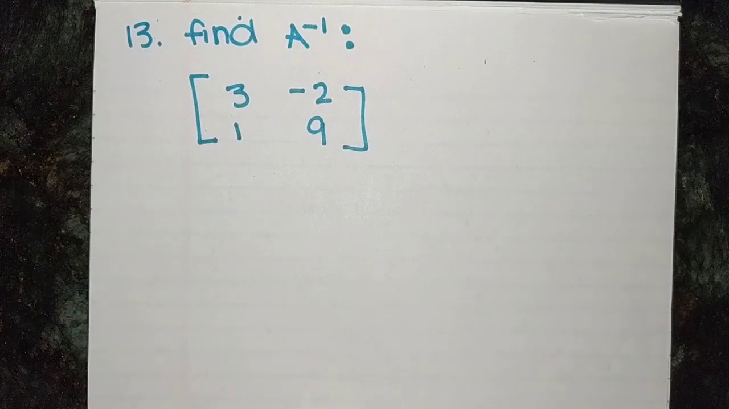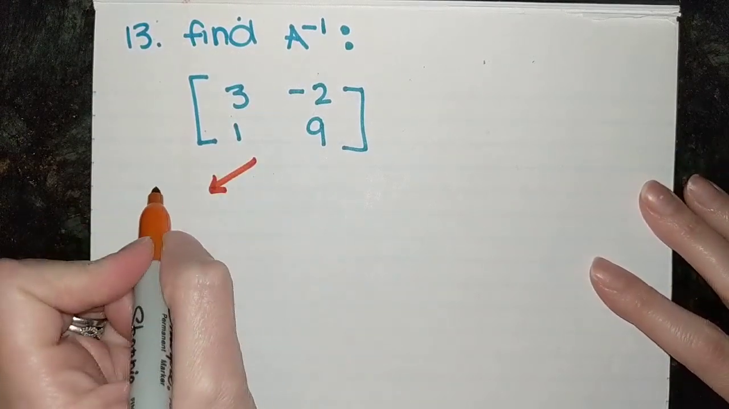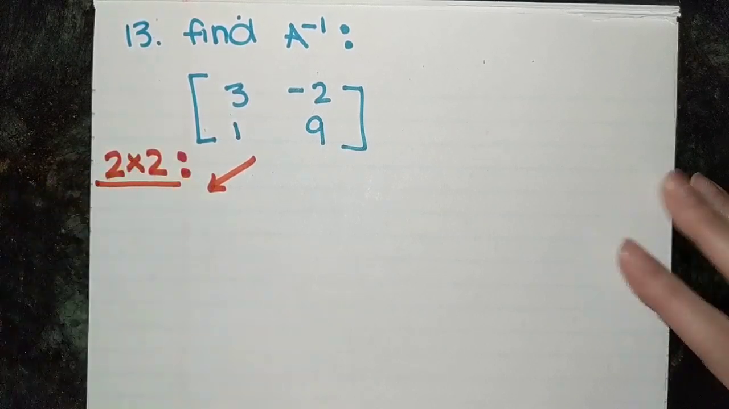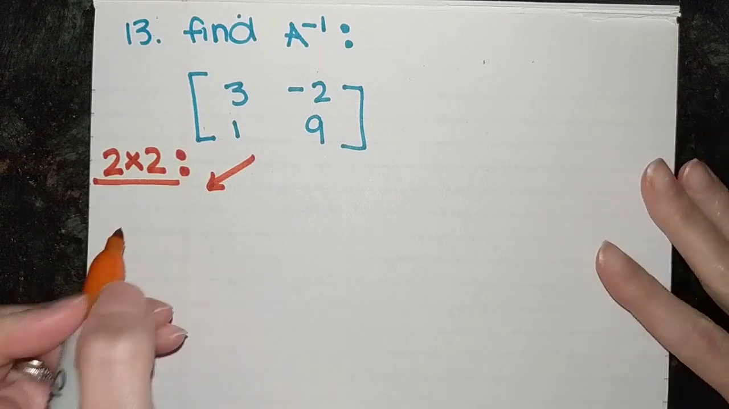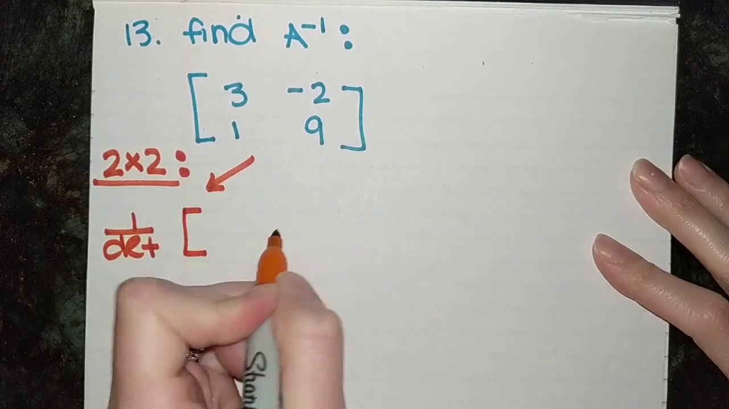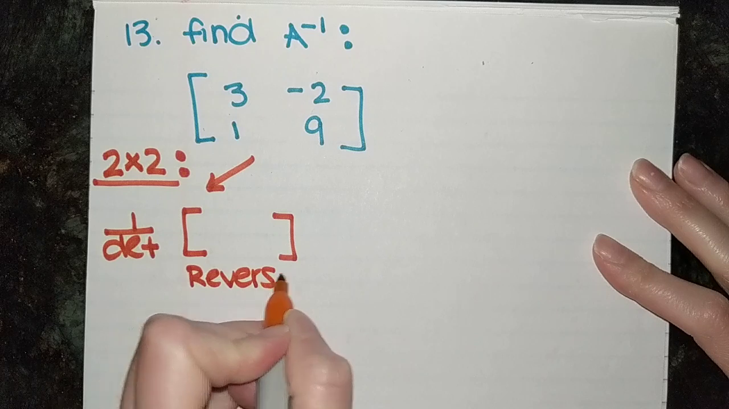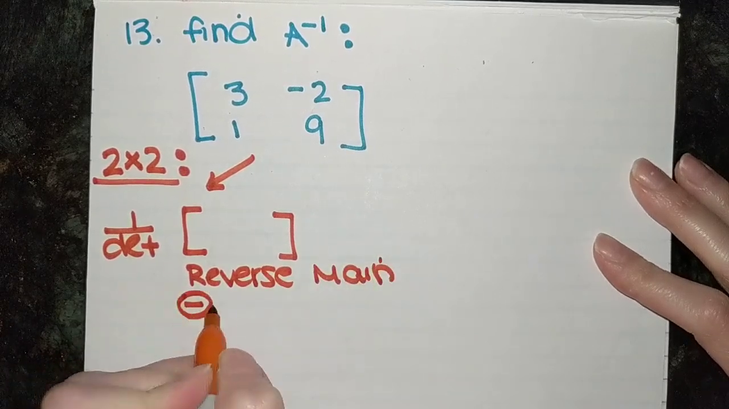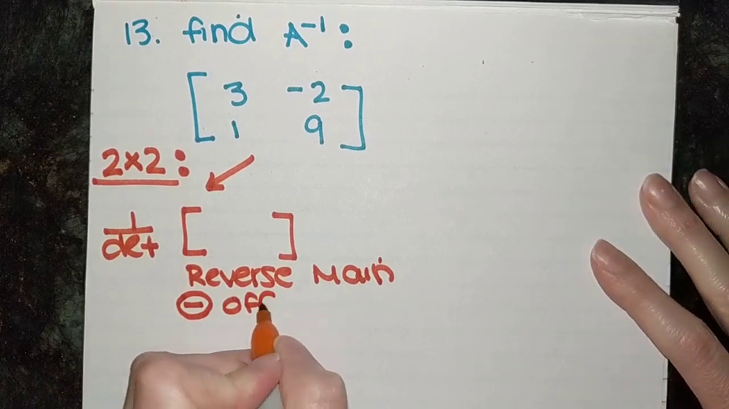Okay, so for a 2 by 2 matrix, there are two ways to find the inverse, and this is only the case when you have a 2 by 2 matrix. So one way that you can go about finding the inverse for a 2 by 2 matrix is it's going to be 1 over the determinant, and then inside of this new matrix, you reverse the main diagonal, and you make negative the off diagonal. You keep the entries as they are, but you make the off diagonal negative.